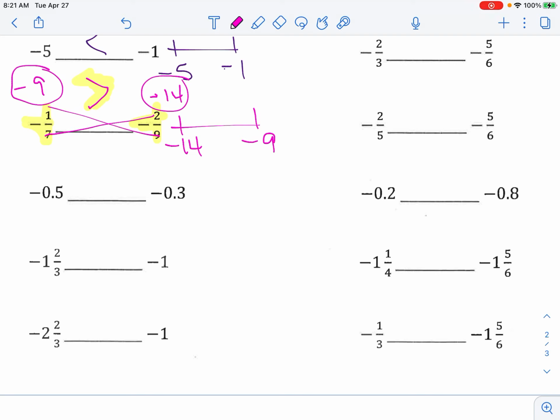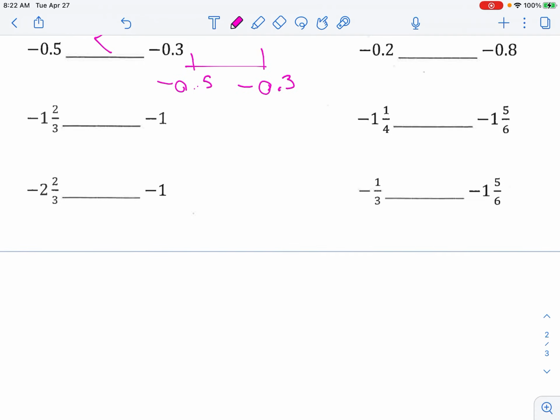Comparing two negative decimals. So on the number line, negative 0 3/10 would be to the right, negative 0 5/10 would be to the left. So negative 5/10 is less than negative 3/10.